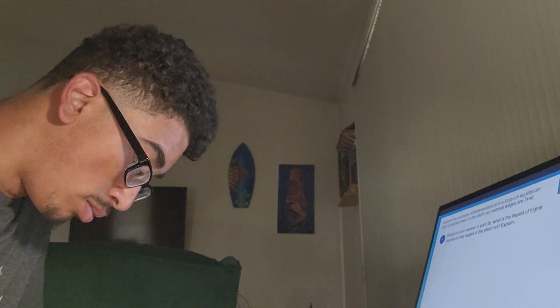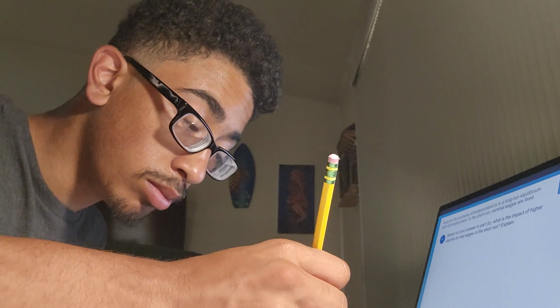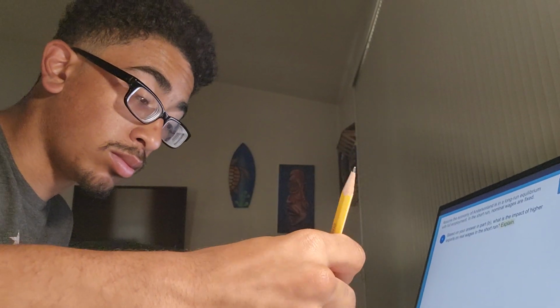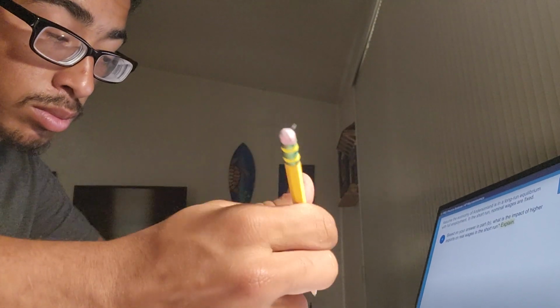Part C. Based on your answer to Part B, what is the impact of higher exports on real wages in the short run? Explain. Okay, there's your verb this time. Explain.